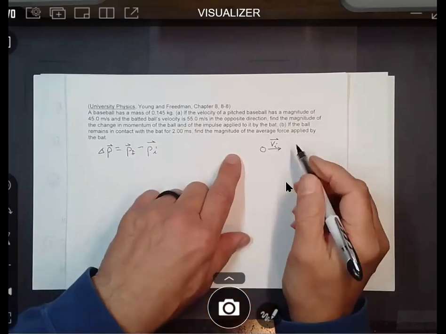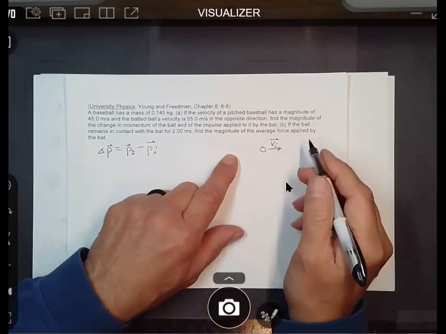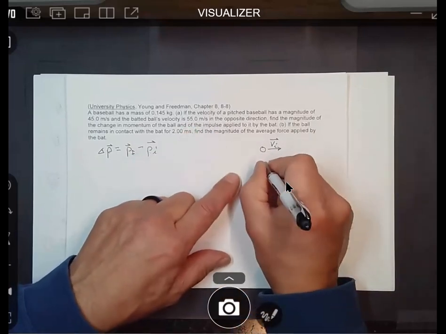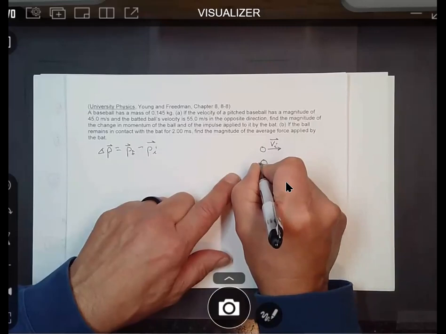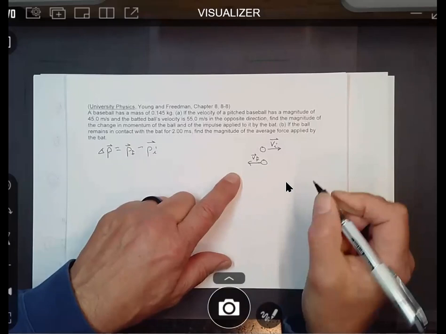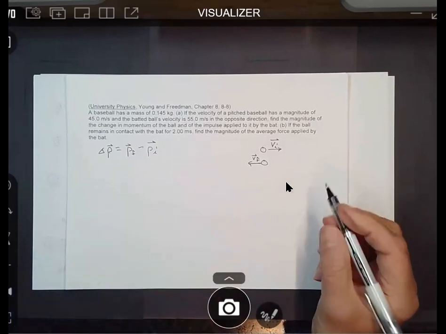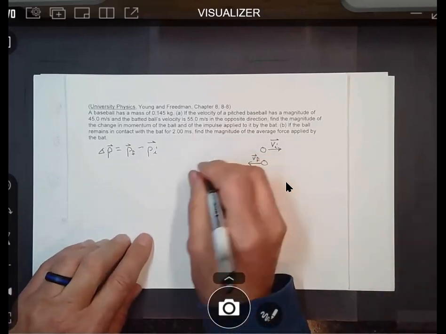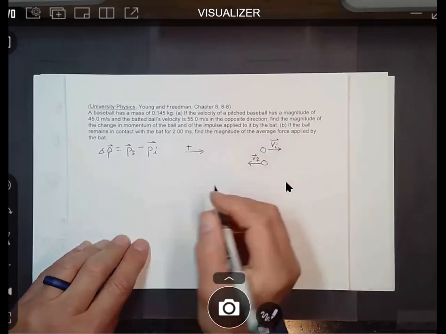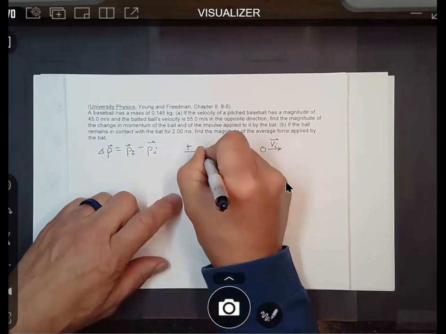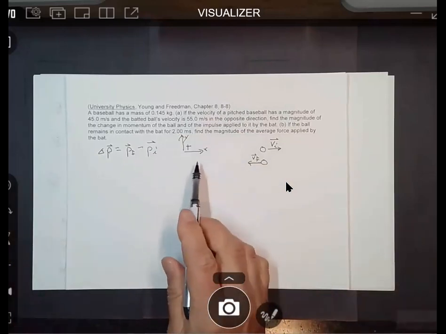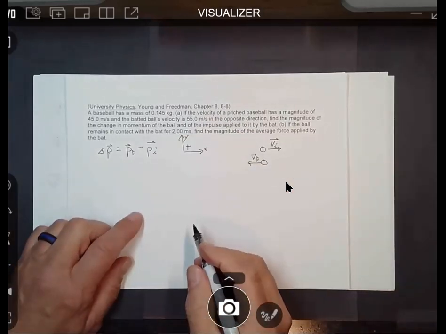And then the batted ball gets swatted right back at the pitcher at 55 meters per second. He'd better duck. So V final is in that direction. And let's let positive be to the right. So in fact, we could have this be the x-axis and this could be the y-axis. And we don't have to do anything in the y direction because it's horizontal velocity.